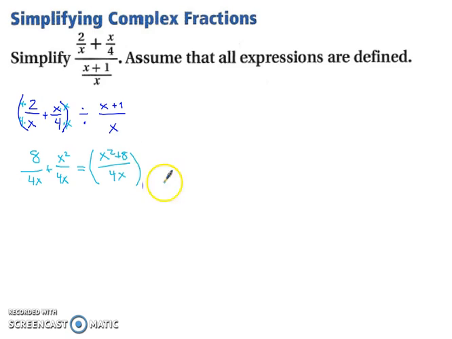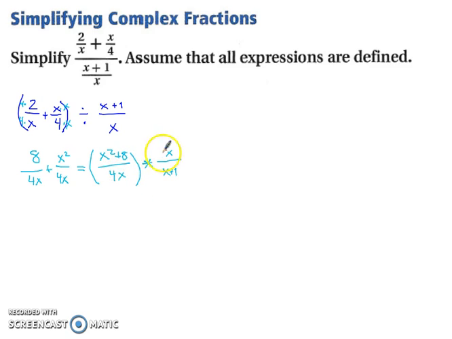So that quantity, remember when we divide by a fraction, it's the same as multiplying by the reciprocal. So we're going to multiply by x over x plus 1. Like always, we can cross-reduce. There's not much to cross-reduce here.